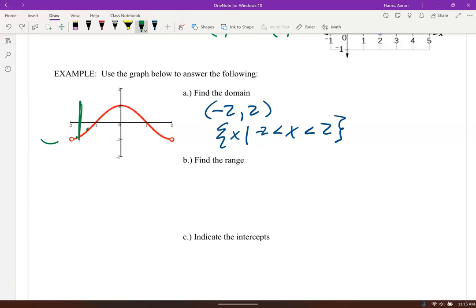All these y values up until 1. And it looks like I do include 1, so that'll be a bracket. So the lowest y value is -1, which I do not include, and the highest y value is 1, bracket.